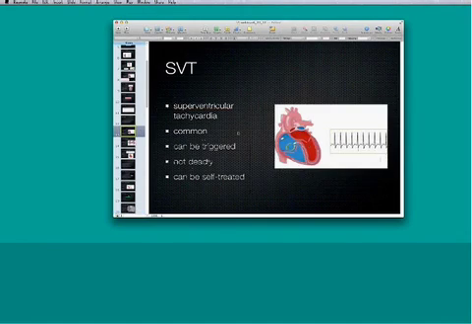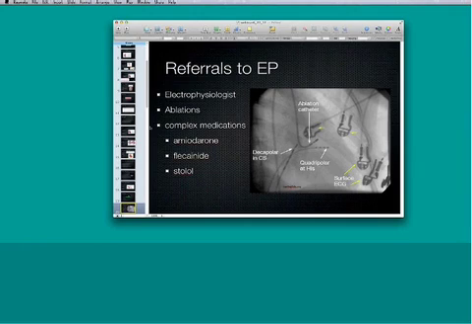Let's see if I have it here. For example, here it's showing the extra beat here. He takes his catheters, comes in from the vessels, finds it, and burns it out from the inside and actually cures the SVT, and it just doesn't come back. It's a pretty remarkable procedure, and they can do some remarkable things.